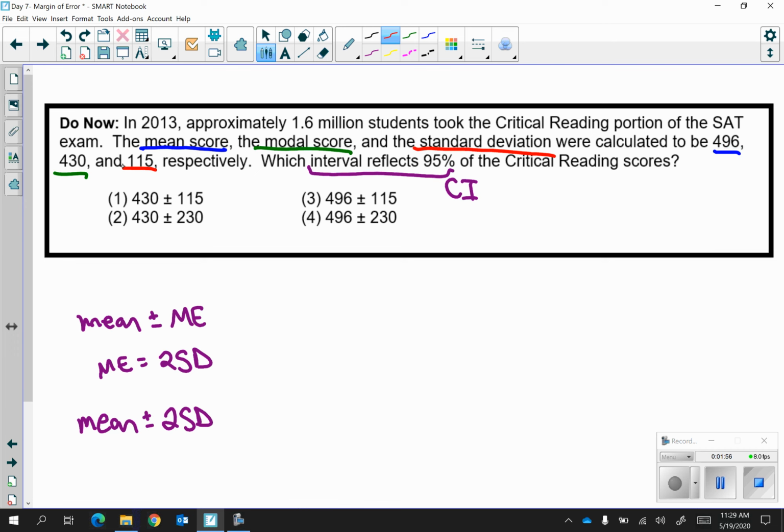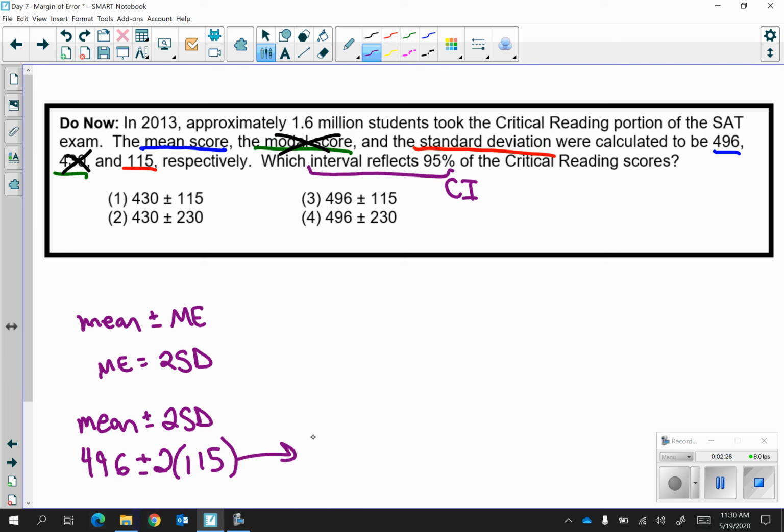Now, within those numbers, we know the mean, we know the standard deviation. We have not worked with the modal score at all yet. So it's safe to say that we can just cross this out. And it doesn't really have anything to do with this problem. It's just additional information. So now we have the mean, which is 496, and twice the standard deviation. The standard deviation is 115.